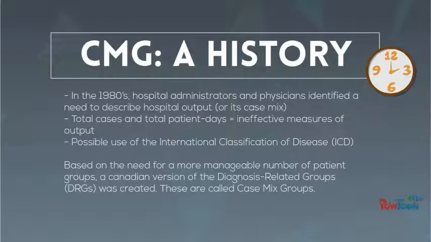Every hospital patient in Canada is assigned an ICD code upon discharge. As this was already a widely implemented classification tool, it seemed like a good starting point. However, at the time, the latest version of the ICD included more than 10,000 codes, which made it difficult and cumbersome to use. Canada needed a more manageable classification system of hospital output, and a Canadian version of the diagnosis-related groups, or DRGs, was created, called Case Mix Groups, or CMGs.